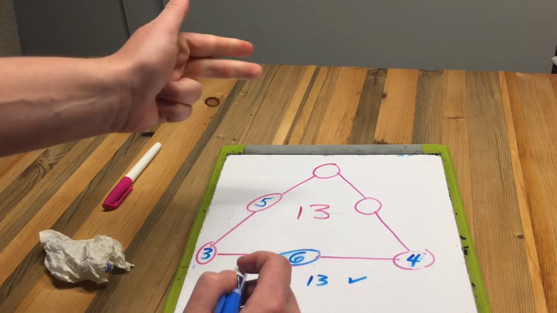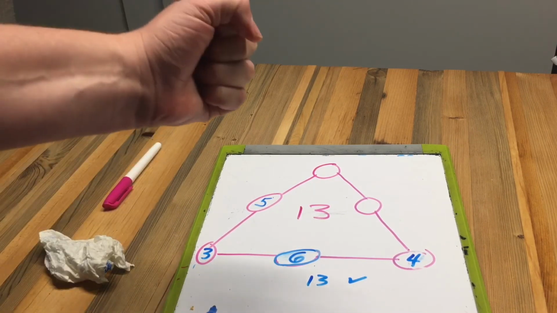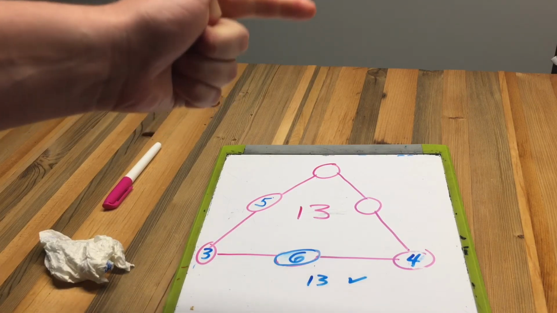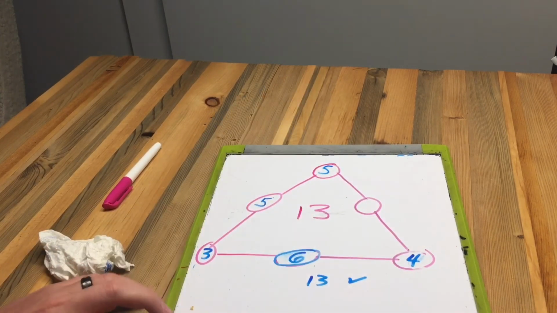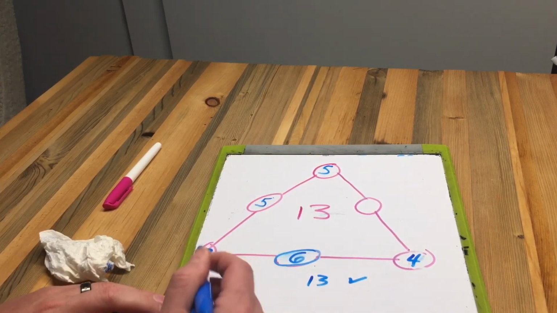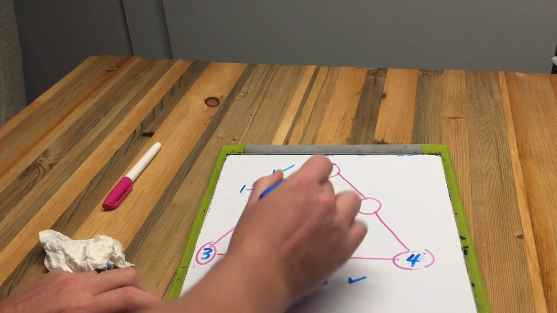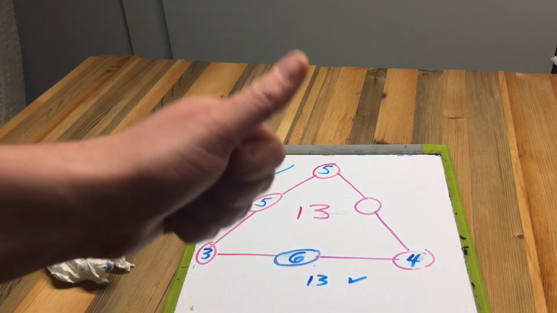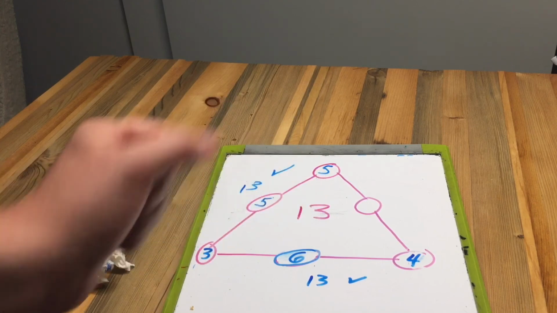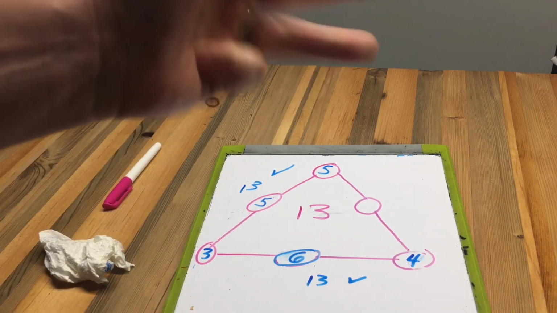So 5 plus 3 more, 5, 6, 7, 8. How many do I need to get to 13? Let's see. 8, 9, 10, 11, 12, 13. That's a 5. 5 plus 5 is 10. 3 more is 13. Now let's look at our last side. I have a 5 and a 4. Let's add those together. 5, 6, 7, 8, 9. How many more do I need to make 13? So I'm at 9. How many jumps to 13? 9, 10, 11, 12, 13.